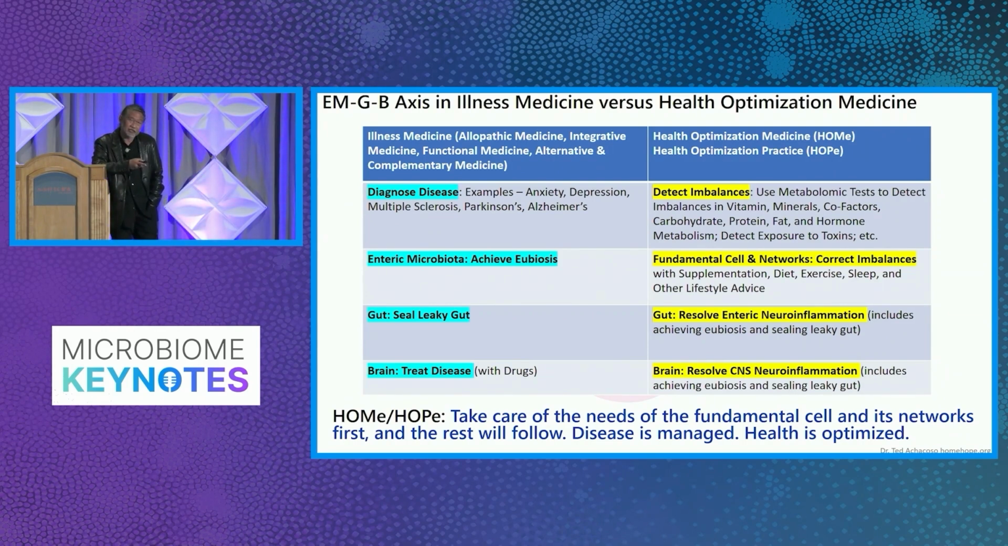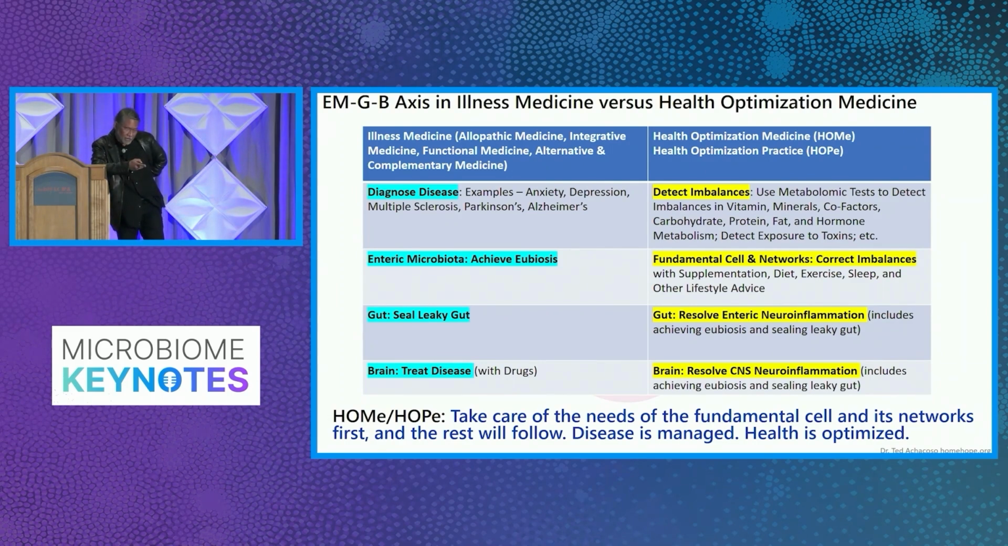In the brain, you treat the disease, like with drugs, right? For Parkinson's, for example. And in the brain, you resolve the CNS neuroinflammation, which includes achieving eubiosis and sealing the gut. Now, for those of you who have Parkinson's patients or are Parkinson's clients, you already know that Parkinson's is now considered to have dual physiologic pathways. One is actually via the gut, and the other one is central. You could see now that we are seeing the gut-brain connection even in the diseases themselves.